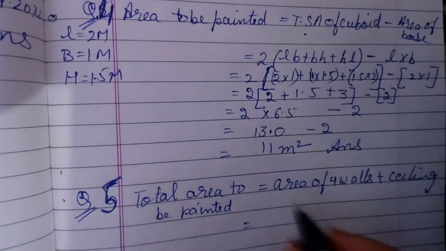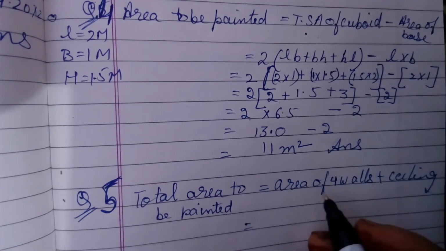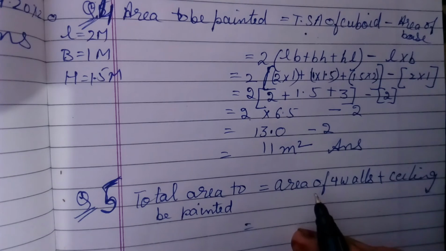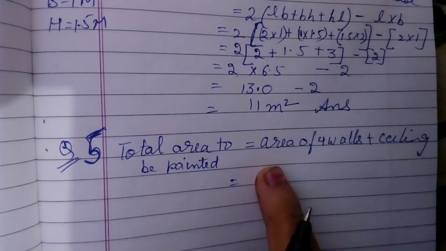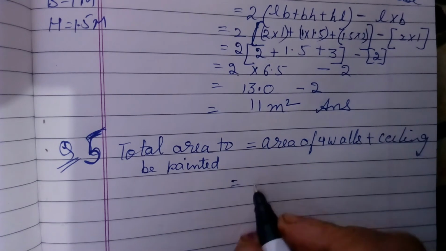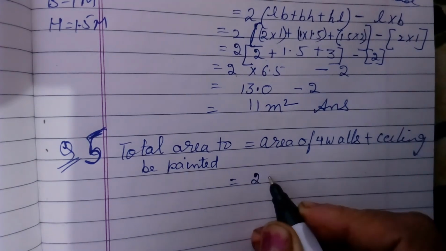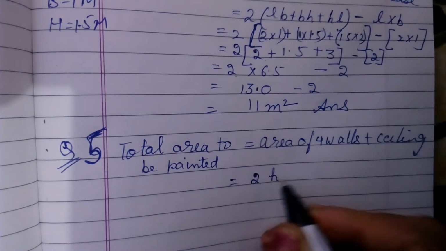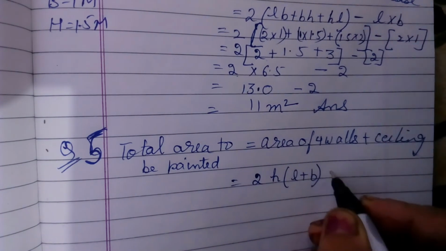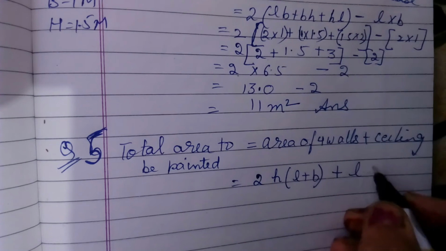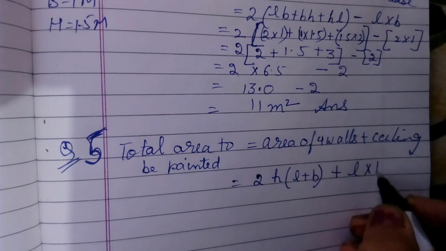Now the area of 4 walls, in most questions in senior classes also, you will need to find the 4 walls, so that is called lateral surface area also. And what is the lateral surface area? 2 into height into (length plus breadth), plus the ceiling, which is length into breadth.